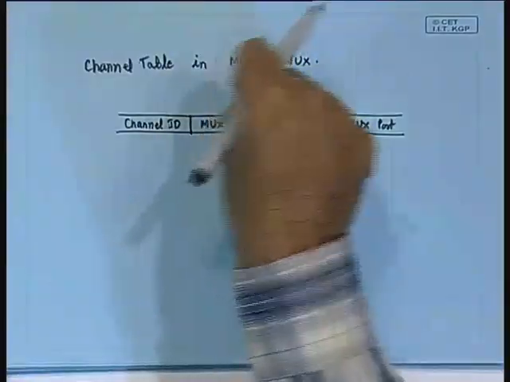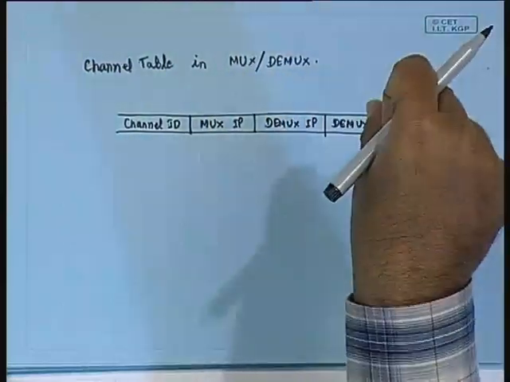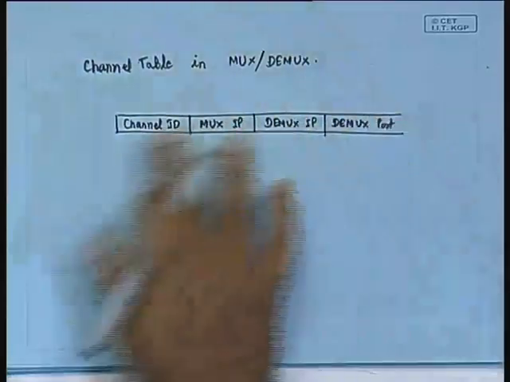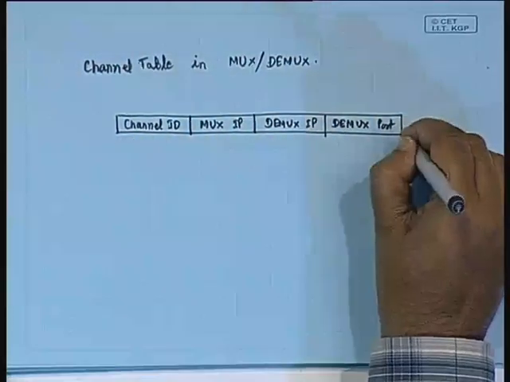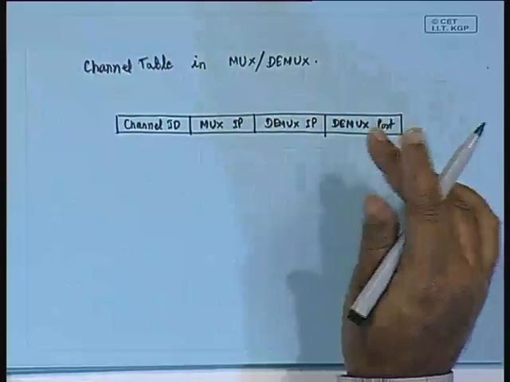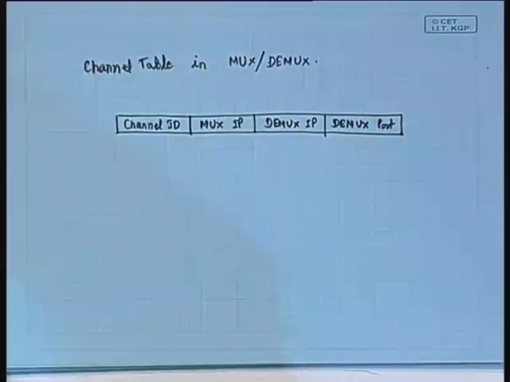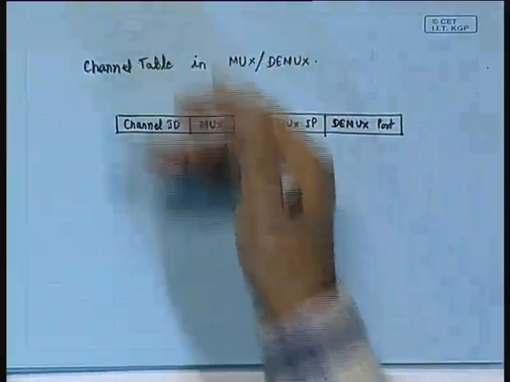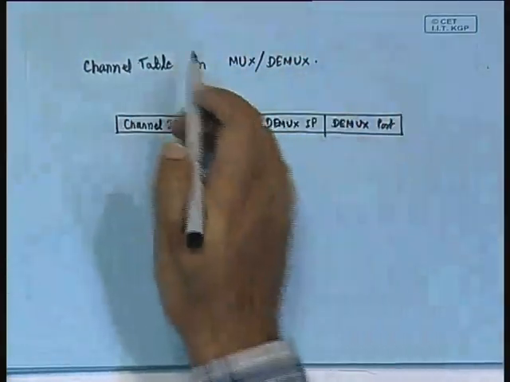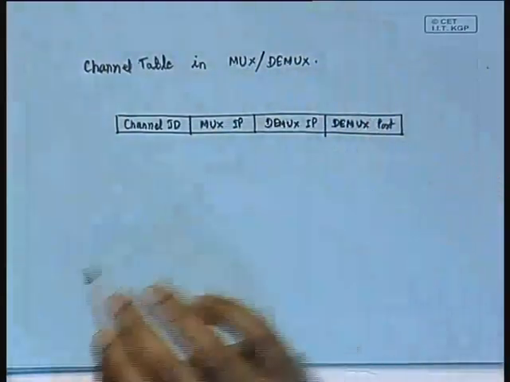So, if you explicitly specify what the mux IP is, what the demux IP is, and what the demux port is, and you also give the channel identifier, then that defines a complete channel which will be there in the channel table. Like this there may be several channels, and each of these channels will be listed in the form of a table which we are calling the channel table.